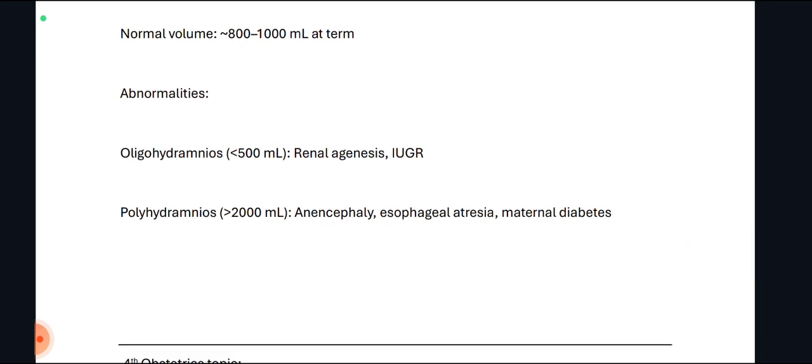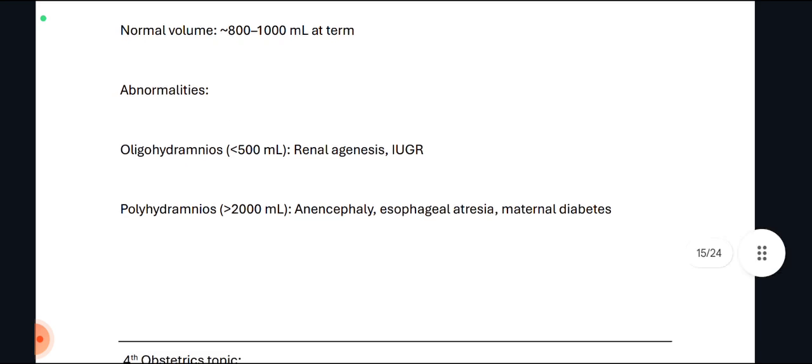What can be the abnormalities regarding amniotic fluid? There can be oligohydramnios, less than 500 ml. This occurs in renal agenesis and can result in IUGR, intrauterine growth retardation. Polyhydramnios is when the amniotic fluid is more than 2000 ml. It can occur in anencephaly, esophageal atresia and maternal diabetes.